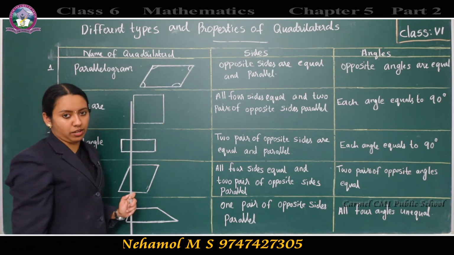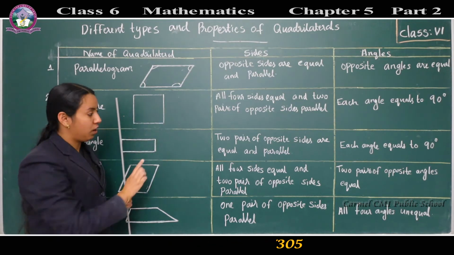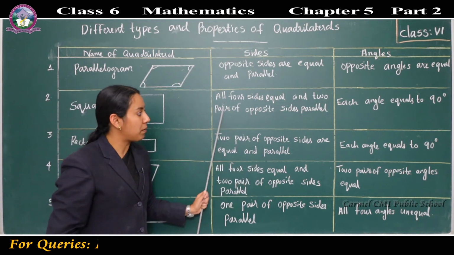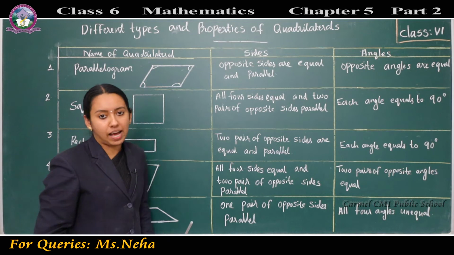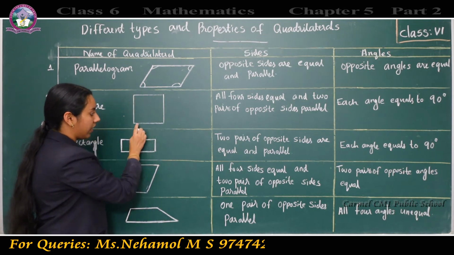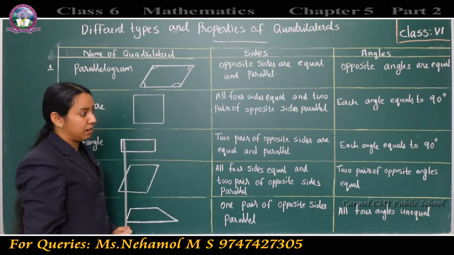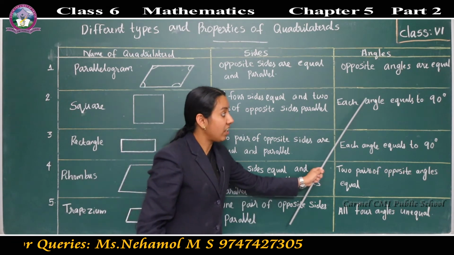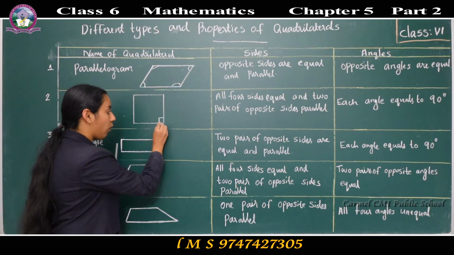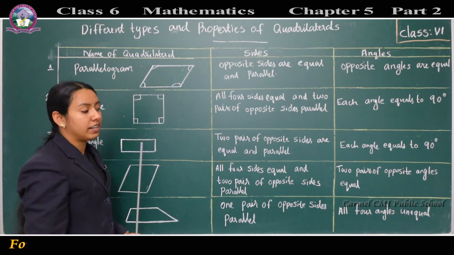Next one, square. This is a square. And you know that for a square, all four sides are equal and two pairs of opposite sides are parallel. This side and this side are parallel. Similarly, this side and this side also parallel. Then what about angle? Each angle equals 90 degree. In a square, all angles are 90 degree.